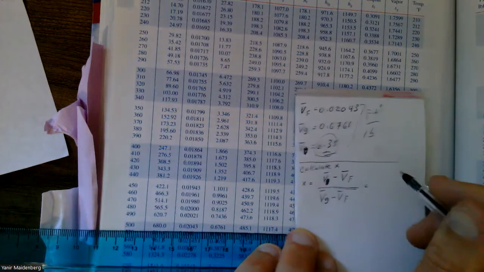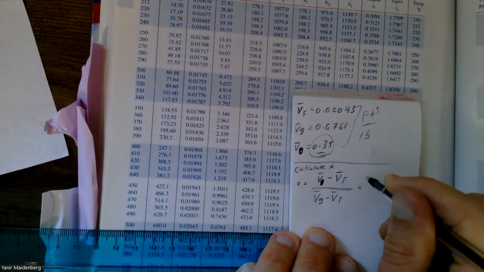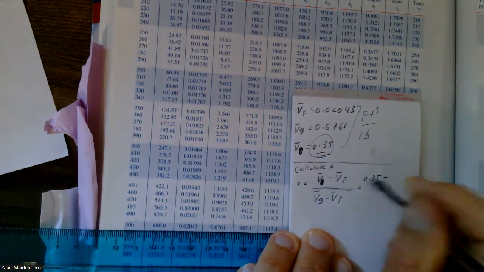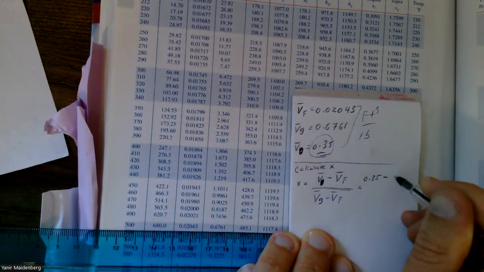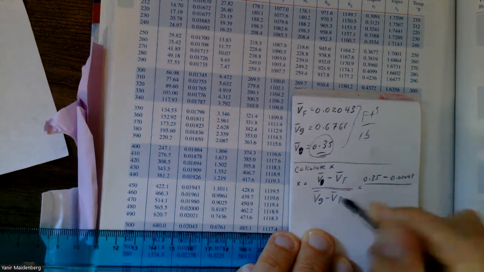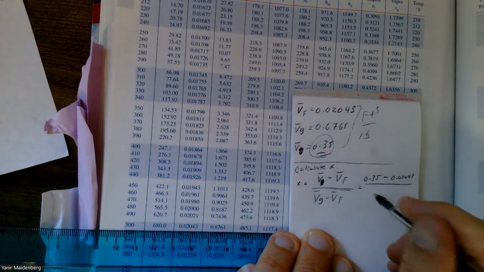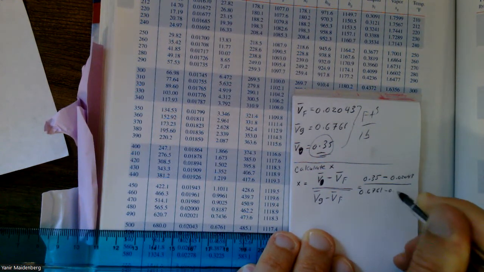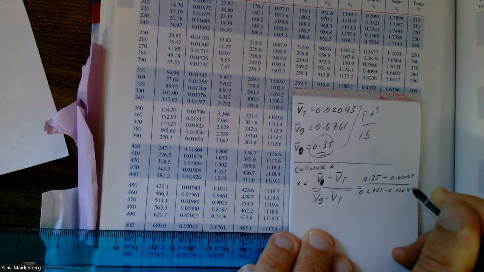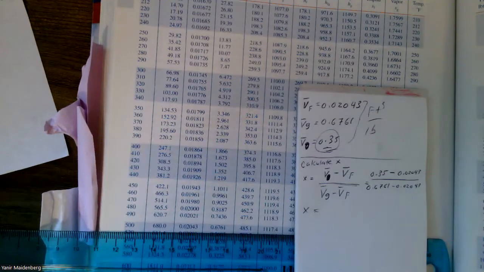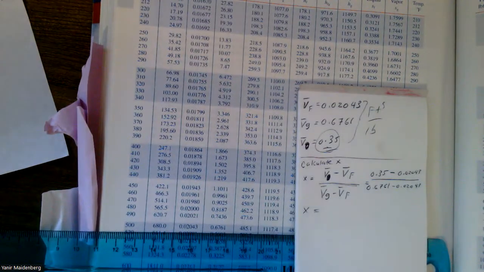Okay, so in this case, and I'm going to omit units just to make it nice and neat, it's 0.35 minus the liquid, 0.02043, and all this divided by this minus that, 0.6761 minus 0.02043. This gives me the quality of this particular system, which we find is 0.503.